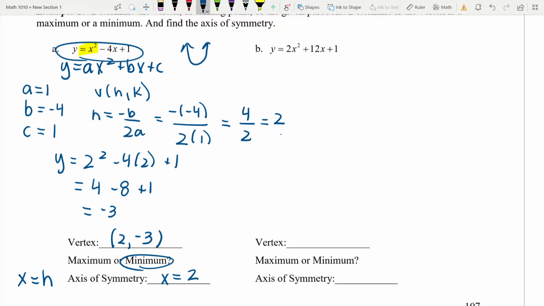You can't just put 2, you have to put x equals 2. It's an equation. Okay, let's do the next one.